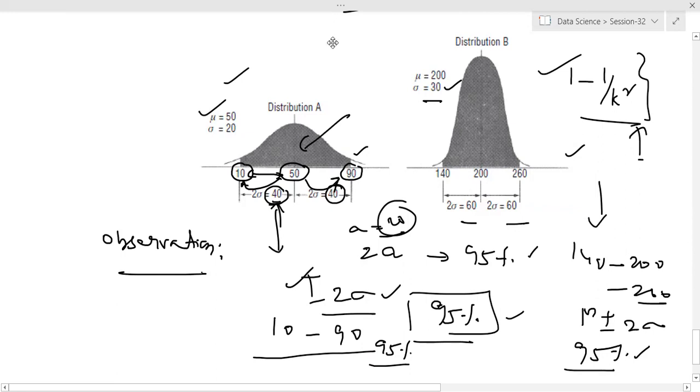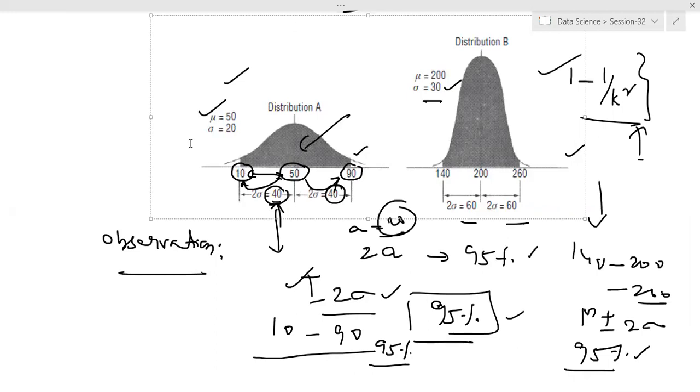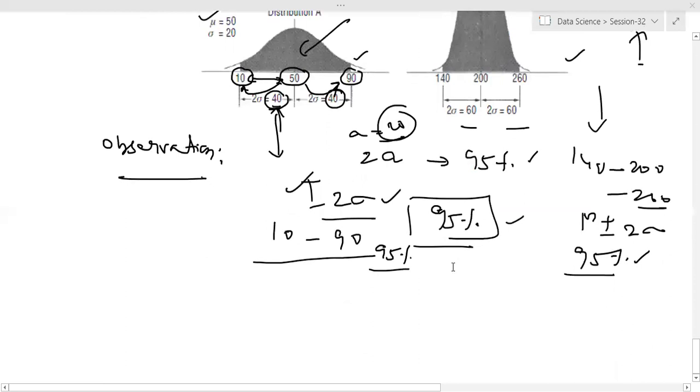Okay, so this is how you can specify the orientation, how we are making use of the convention related to usage of the sigma as well as the standard deviation.